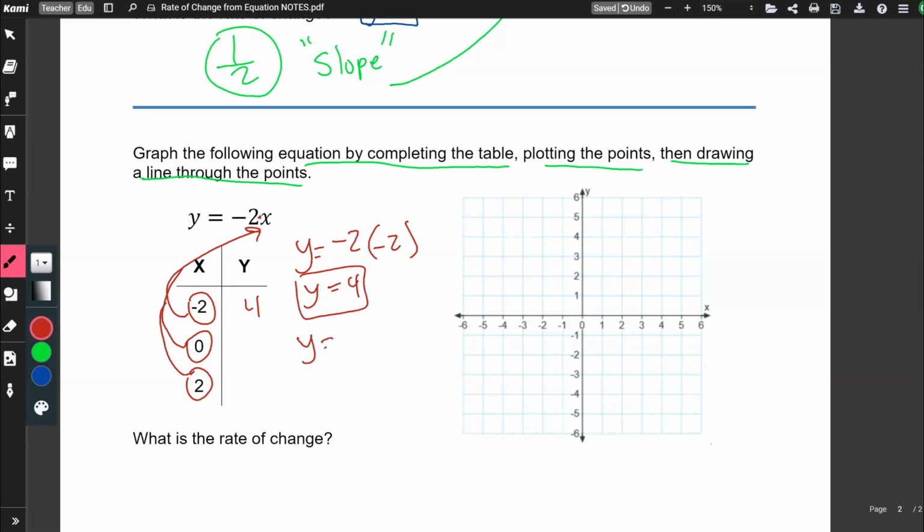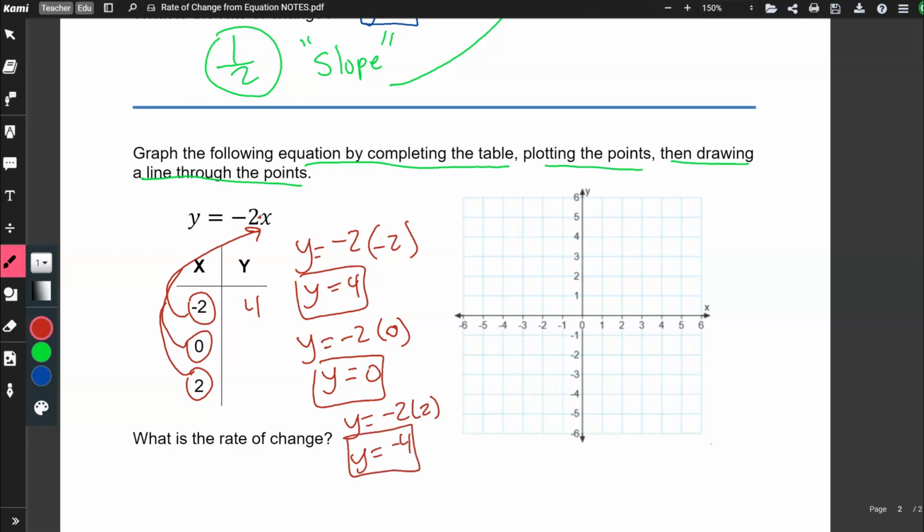If I plug in a 0 for x, that would be like saying -2 times 0 is what equals y. Anything times 0 is 0. And then for my last one here, if I plug in a 2 for x, it's going to be -2 times +2. So I get y equals -4.